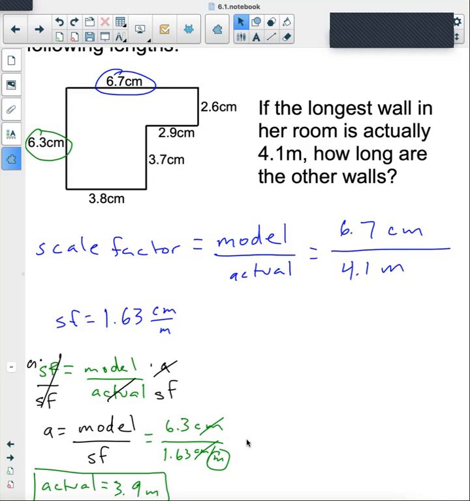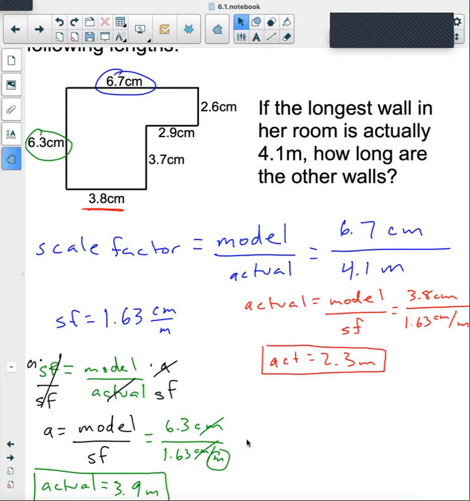Now I would encourage you to pause this video and try to calculate those remaining sides on your own. We can use that same conversion factor. Now that the equation is written in terms of the actual measurement, we don't need to manipulate that formula each time. We can use actual is equal to model over scale factor each time. So we'll do it for the 3.8 centimeter side now. The model is 3.8 centimeters, my scale factor is 1.63 centimeters per meter, and the side is actually 2.3 meters.